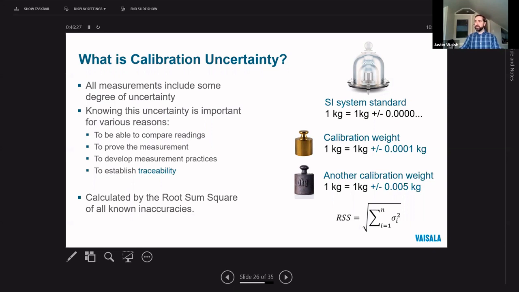It is expressed by the root sum square of all the known inaccuracies from all the other instruments in the chain of calibration, as well as the accuracies of the instrument you're using. In order to do this, a chain of traceability must be established back to the international standards, and that allows us to prove our measurement.